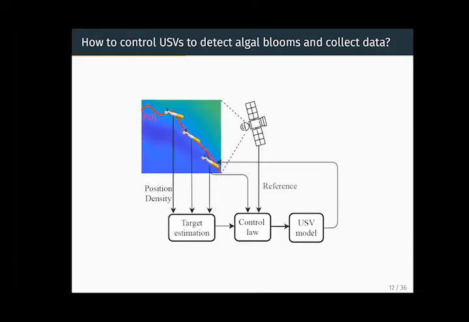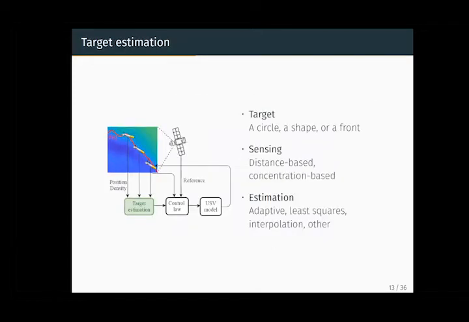Overall, I would summarize all of my results as having this type of architecture. We have a satellite and we have the ocean or the sea, and then we have 3 main blocks. The first block, I call the target estimation block. First of all, the target could be a circle, a shape, or a front, and it could be an algal bloom, or it could be a salinity plume at the Douro River, for example. So there are many options for this target.